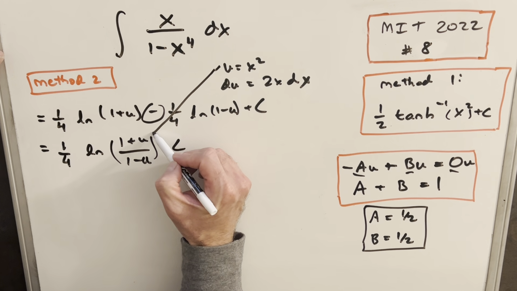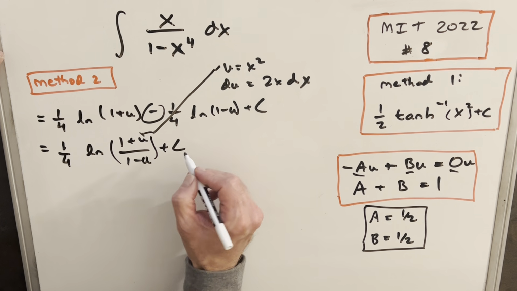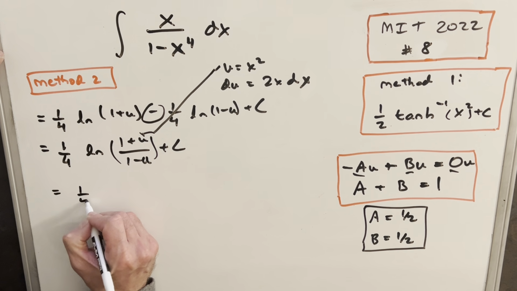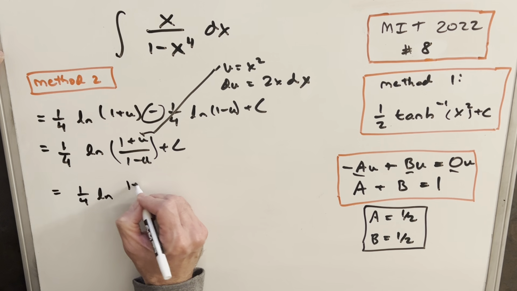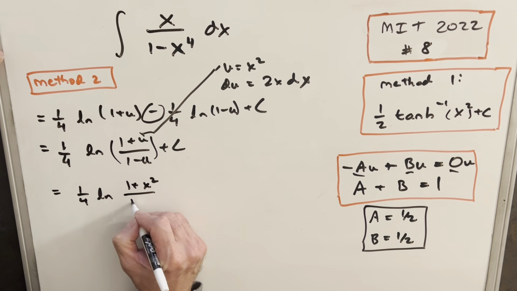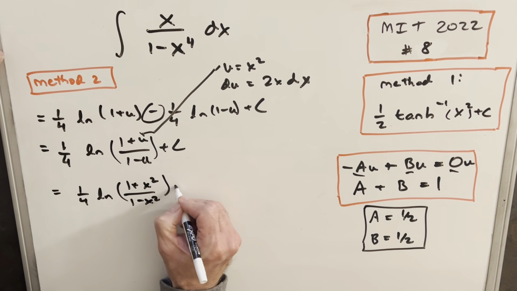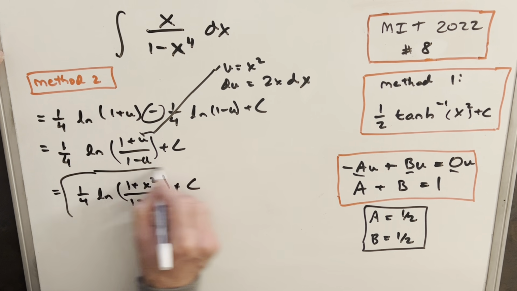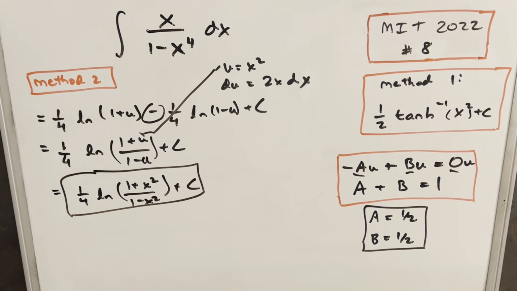Then we'll just do our back substitution here. And so we're left with, for our answer, 1/4 ln of (1 plus x squared) over (1 minus x squared), plus c, and we're done. So that's our solution in the second method.